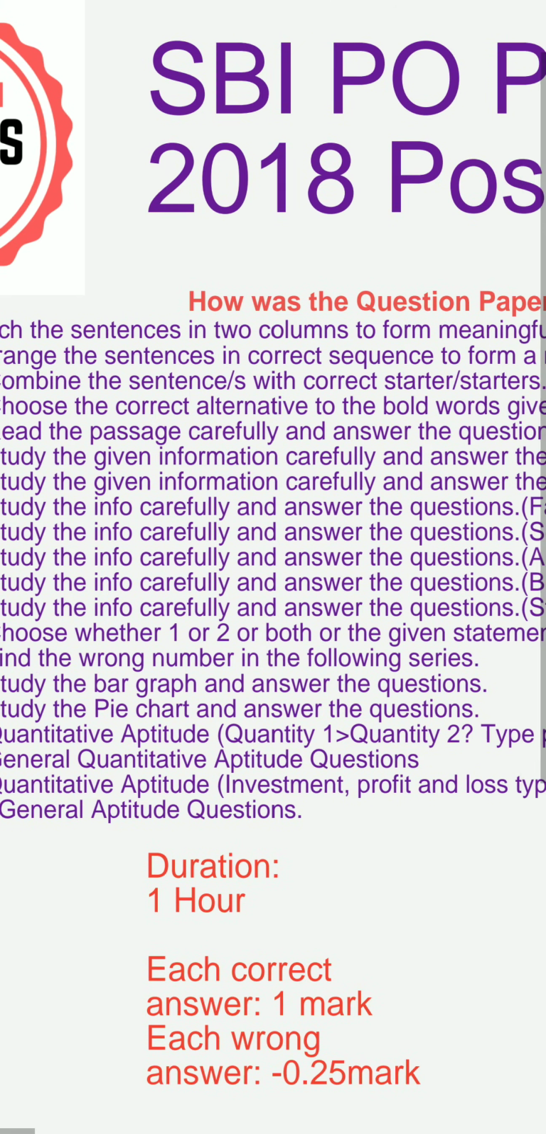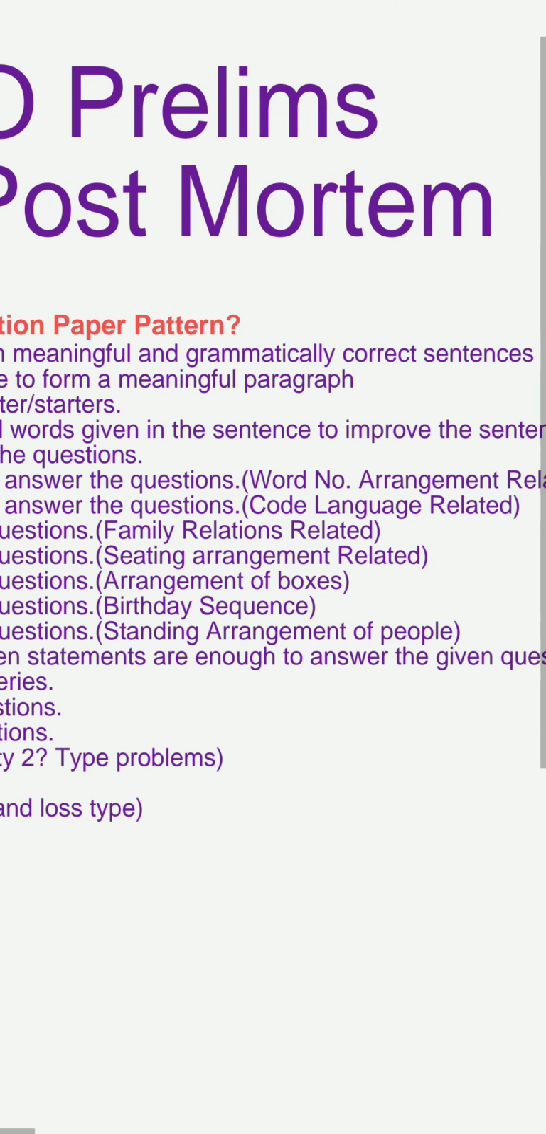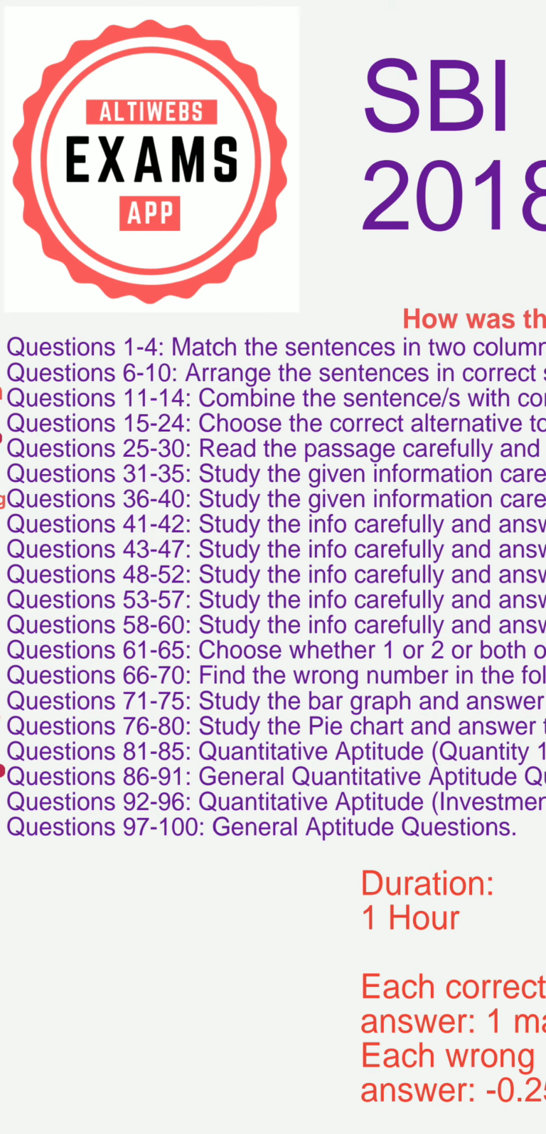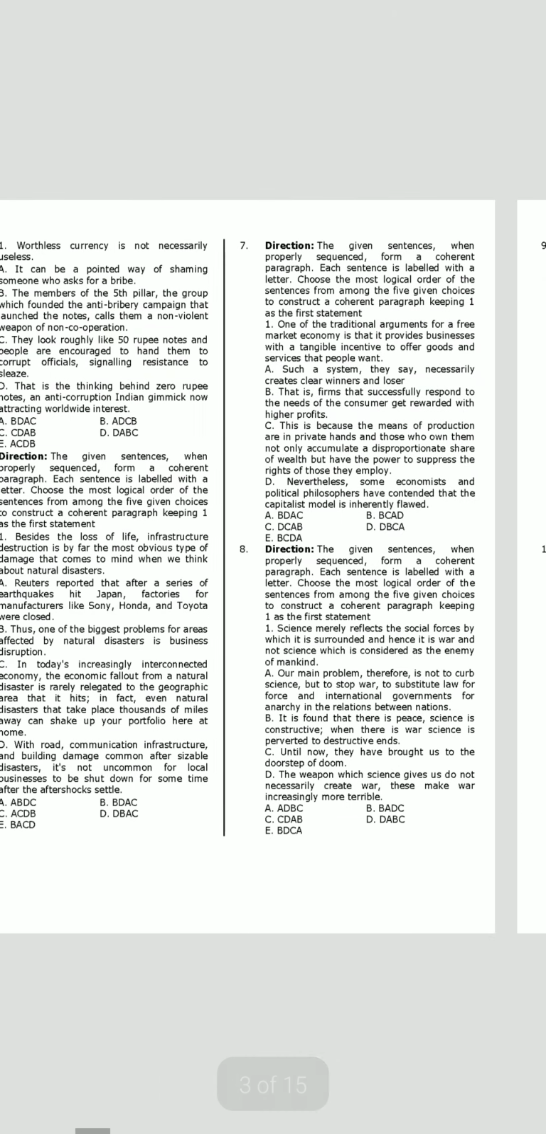Choose the correct alternative to the bold words given in the sentence to improve the sentence. Okay, so in every sentence there are some bold words given and some choices are also given. We have to select the best choice to improve the sentence structure. Let me show you an example. So it is 15 to 24. Let's go to 15 question.